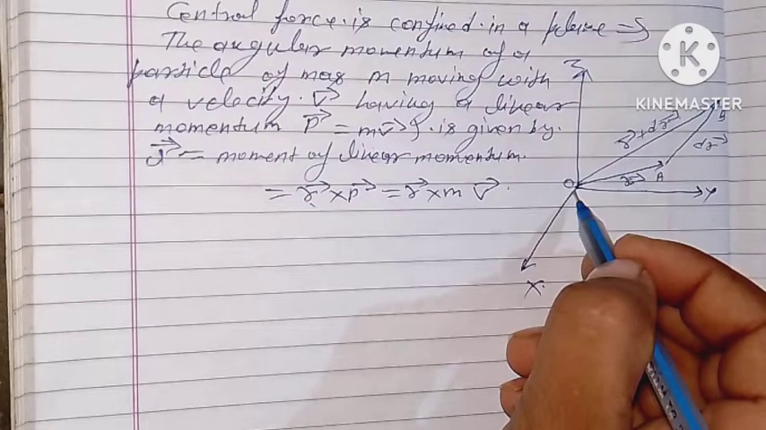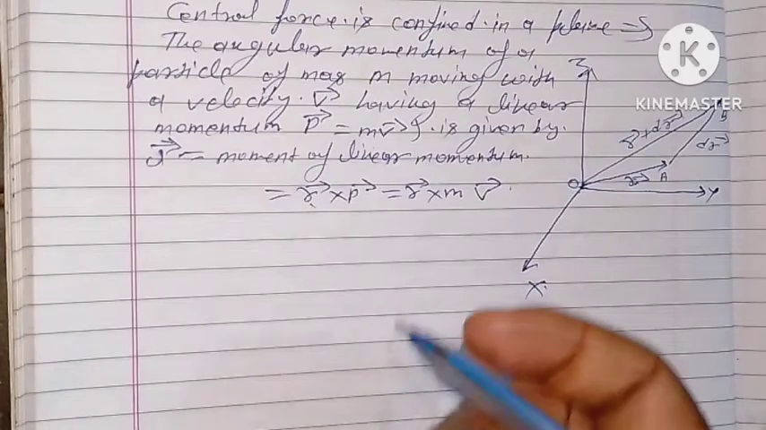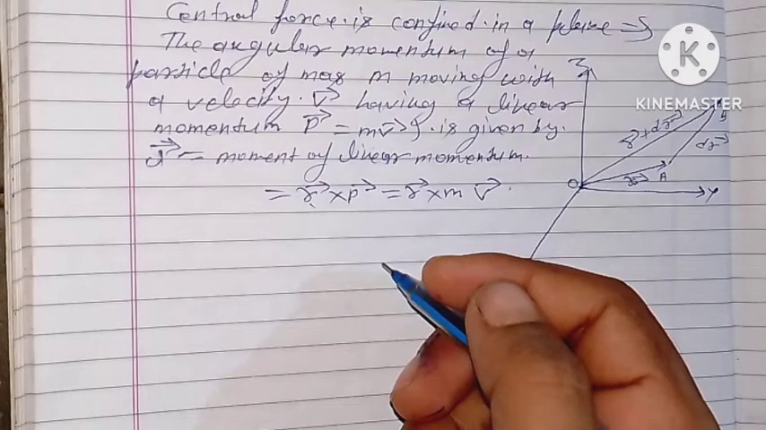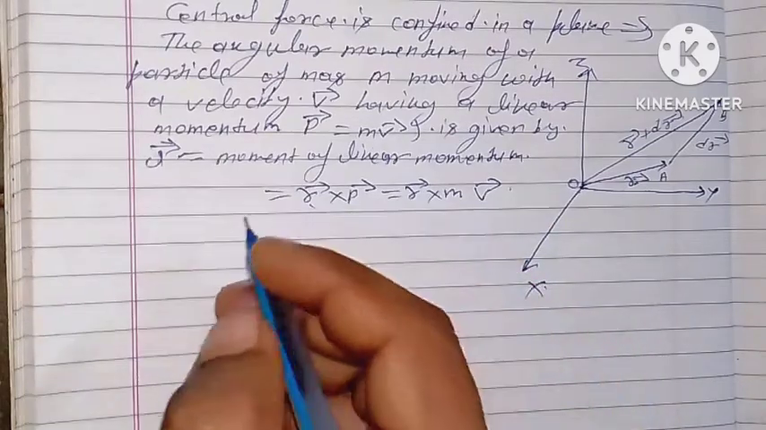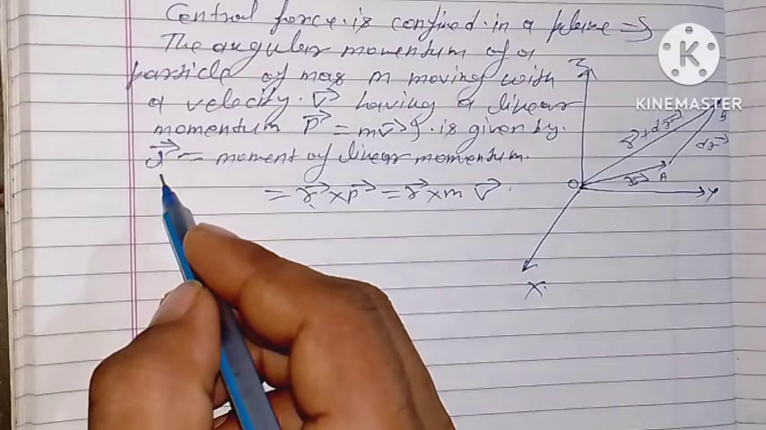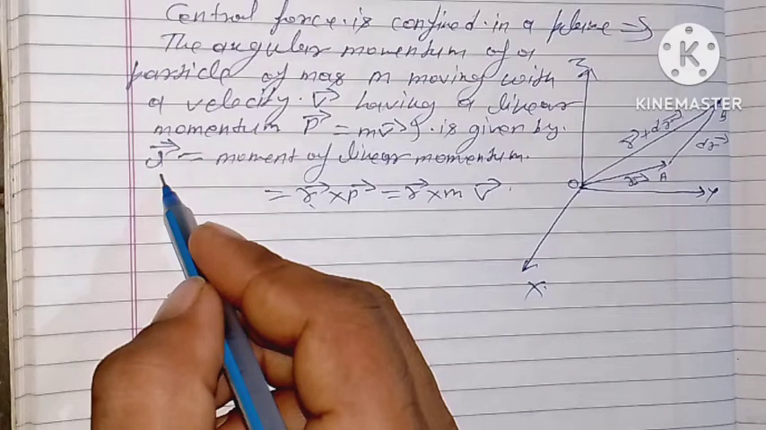For a central force, the angular momentum j remains constant. When j remains constant, its magnitude as well as direction remains the same. The direction of j is perpendicular to the plane containing the vectors r and v. Hence, the path of the particle under a central force must always lie in one plane.